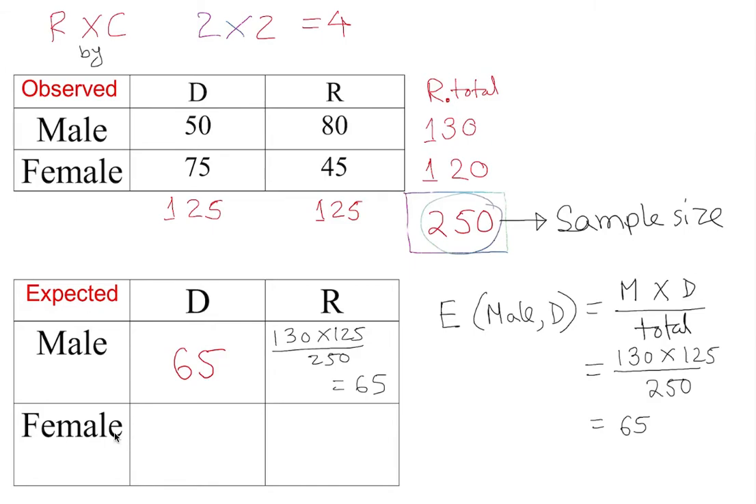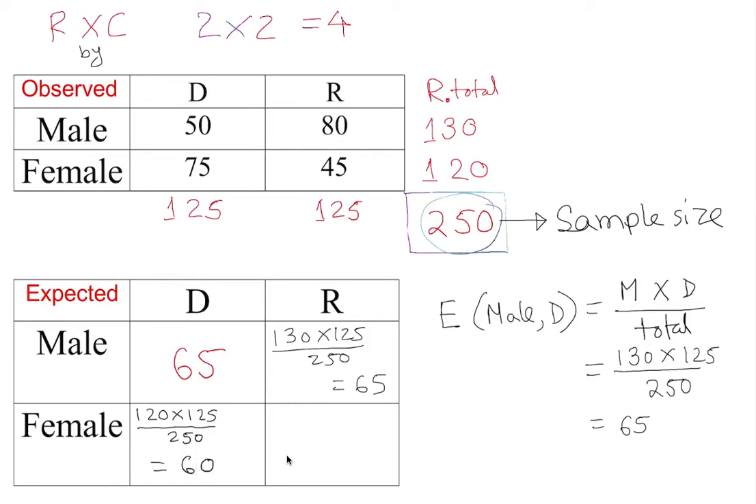And the next one is female. So female is what? We do the same thing. Female total is 120. I'm going to put down a small 120 times Democrat total, 125 over 250, and that will give me, in this case, 60. 120 times 125 divided by 250 is going to give me 60.